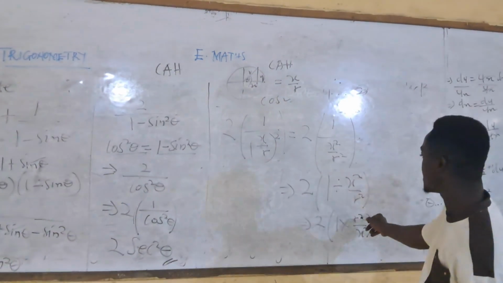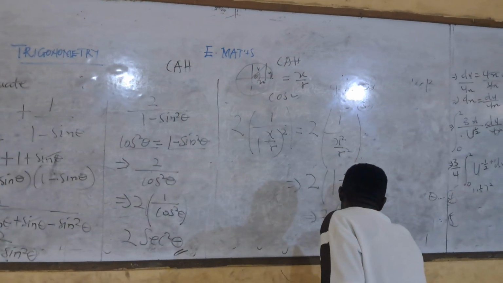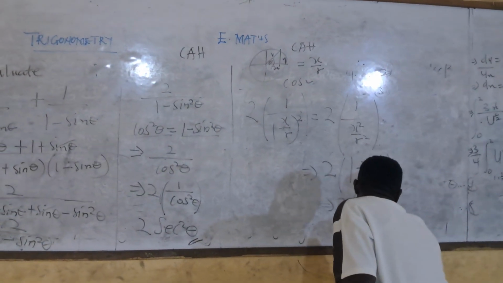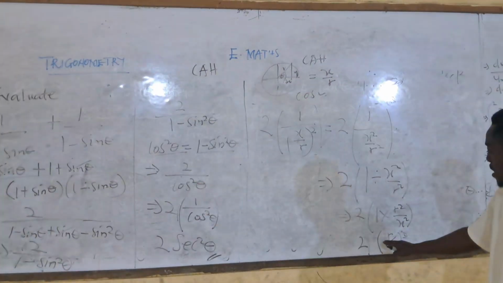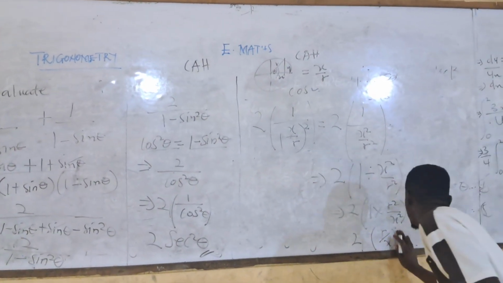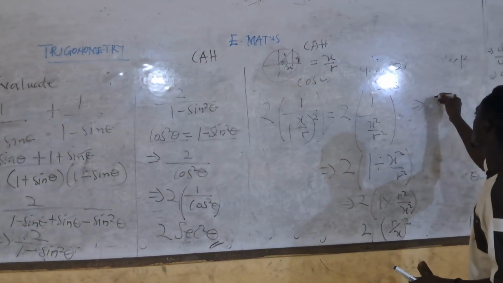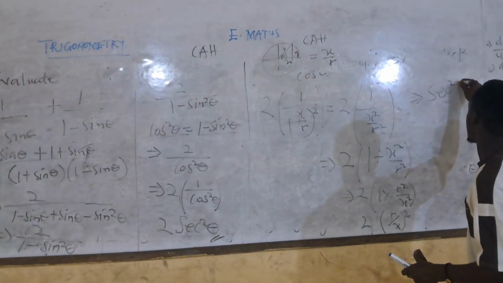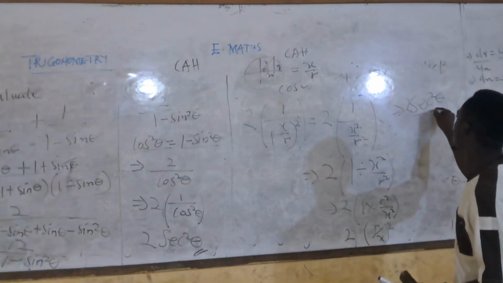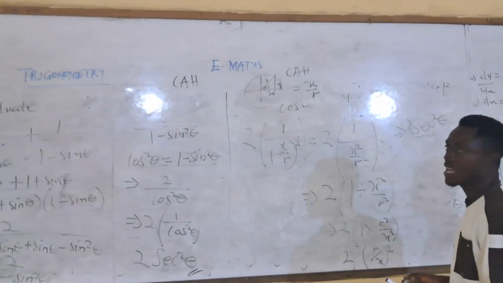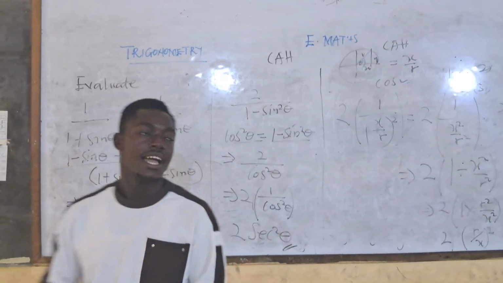So you know the identity: it becomes R over X all squared. You go and check the identity, which will give you R over X, all squared, which is therefore equal to sec squared theta. But note that 2 is multiplied to it. So that's it. Try this one on your own and see what you get.